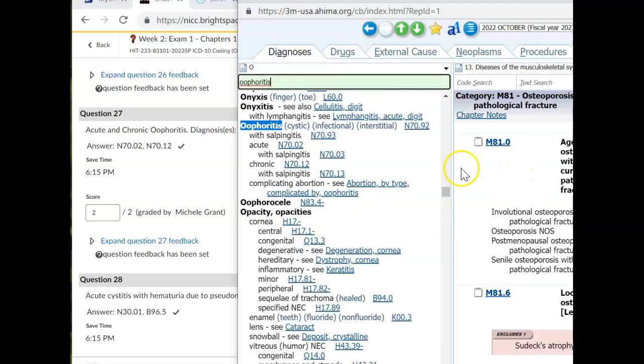My system's a little slow. It's going to tell me if I spell something wrong too. Okay, so I have oophoritis. See how acute and chronic, they're at the same indentation level, so I code them both.